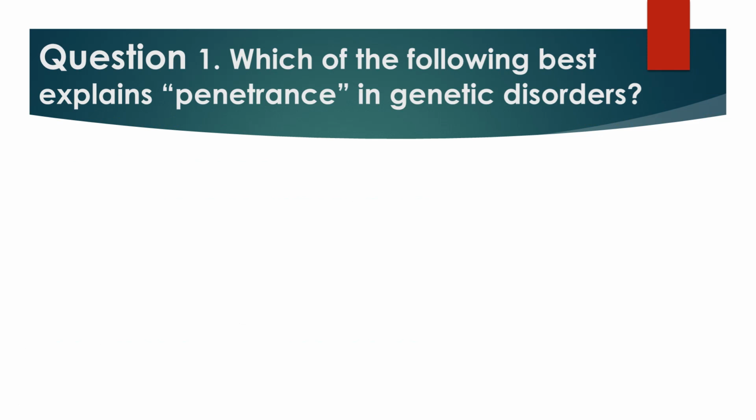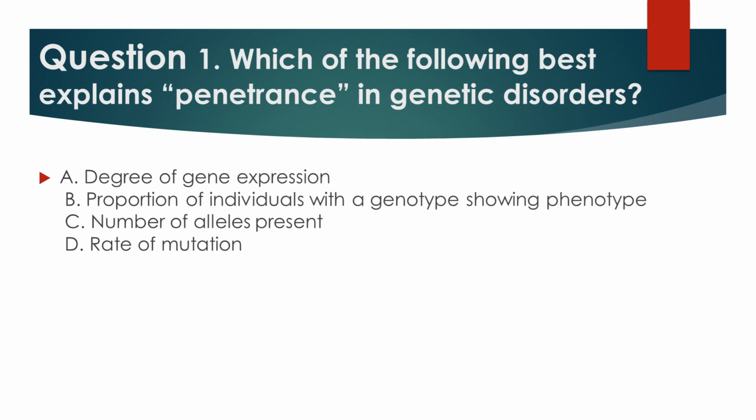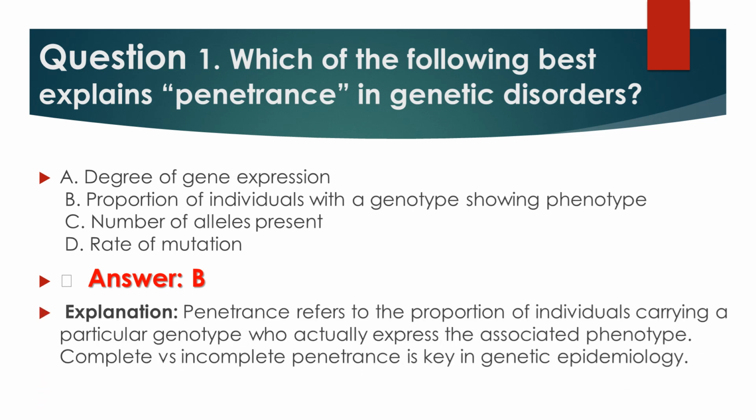Question 1. Which of the following best explains penetrance in genetic disorders? A. Degree of gene expression. B. Proportion of individuals with a genotype showing phenotype. C. Number of alleles present. D. Rate of mutation. Answer, B. Explanation. Penetrance refers to the proportion of individuals carrying a particular genotype who actually express the associated phenotype. Complete vs incomplete penetrance is key in genetic epidemiology.